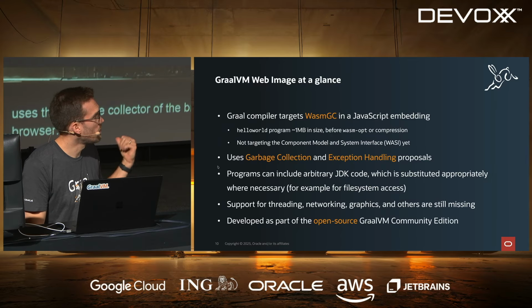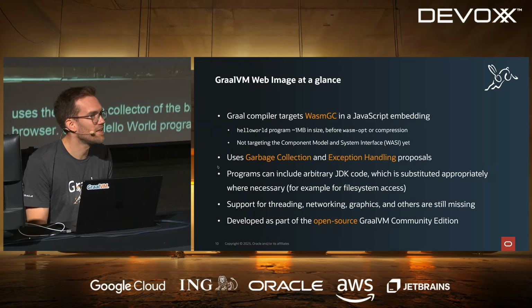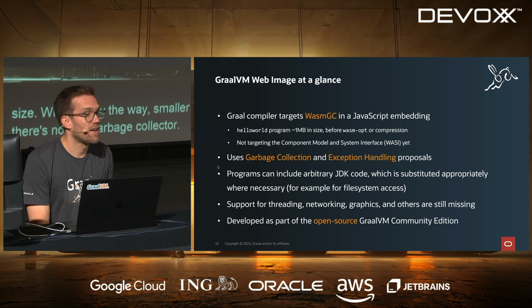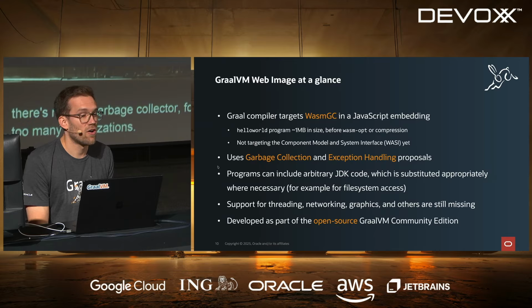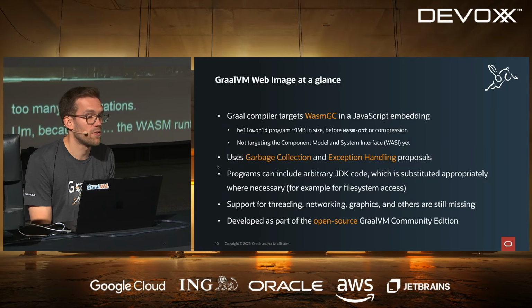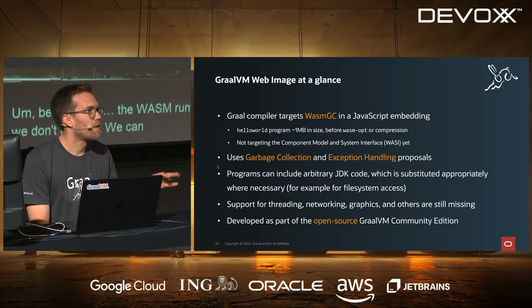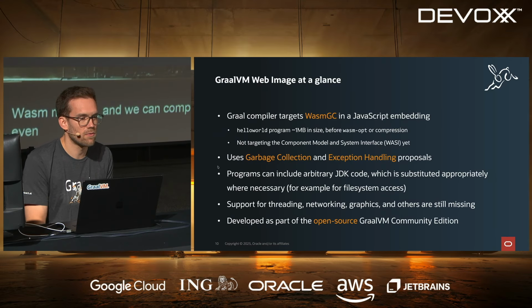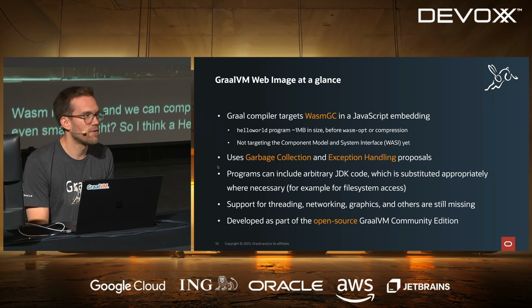A Hello World program is just a megabyte in terms of file size, which is, by the way, smaller than a native image. Well, because there's no garbage collector in there, and we don't do too many optimizations because the Wasm runtime will also perform optimization, so we don't have to. We can run something like wasm-opt that optimizes Wasm modules, and we can compress the Wasm modules and make them even smaller, right? So I think a Hello World can be 200, 300 kilobytes.